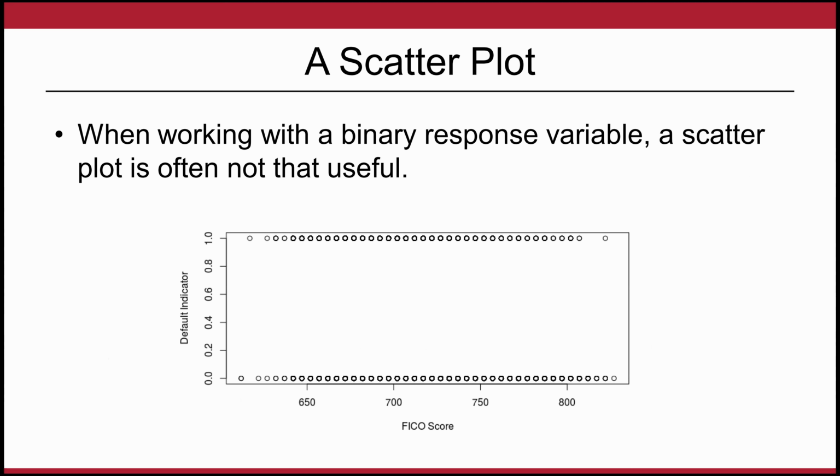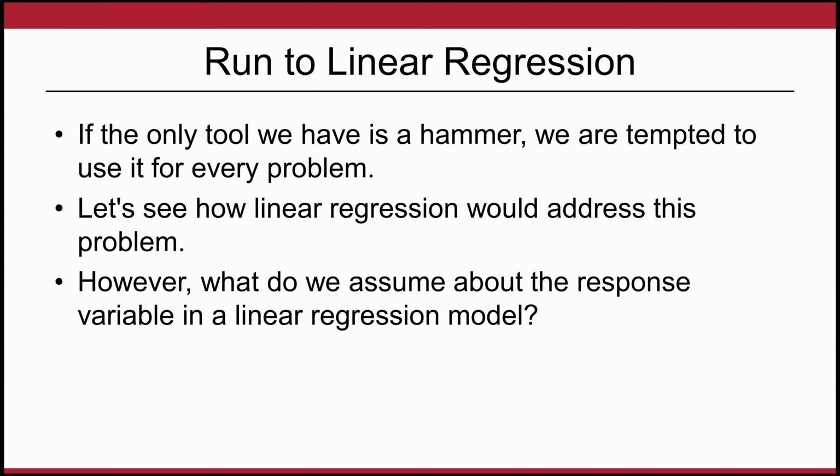Well, if we just look at a scatter plot here, this is a scatter plot of y versus FICO score, and you can see it's not that useful. You can't really say, oh, if FICO is less than 700, then definitely y is 0, and if FICO is above 700, y is 1. Separation doesn't seem to be that useful here. It's all over the place in terms of the relationship between y and the FICO score. Now, what people might naively do is run the linear regression. If the only tool you have is a hammer, every problem looks like a nail. And so let's see how linear regression would address this problem.